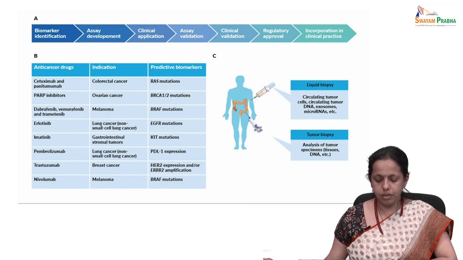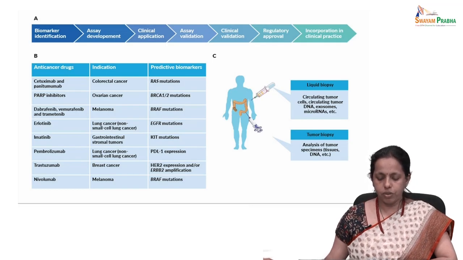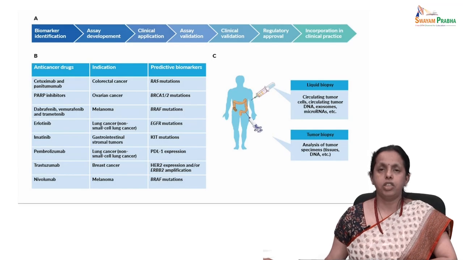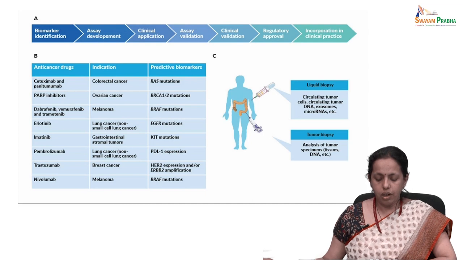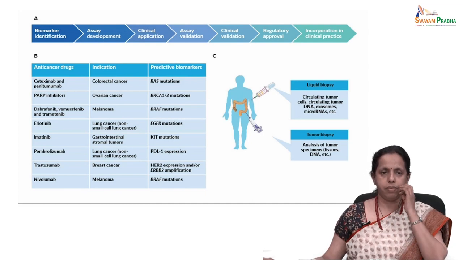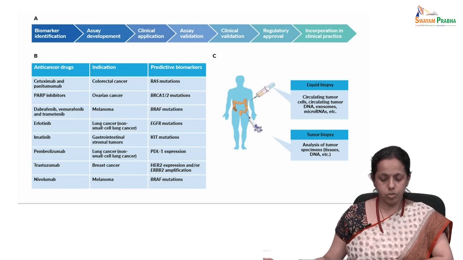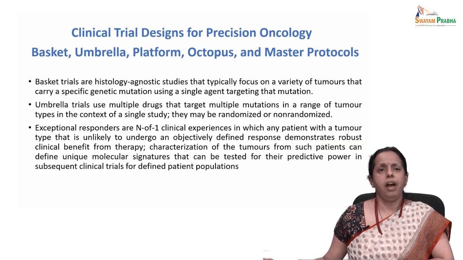What are the samples you take? Either you take your liquid biopsies, that is your blood for circulating tumor cells, circulating tumor DNA, then you take the exosomes, microRNAs, or you take even directly the tumor biopsies. You have the CT guided biopsy where the tumor tissue is excised and the IHC is done, and you embed this tissue in FFPE. We have gone through this thoroughly.